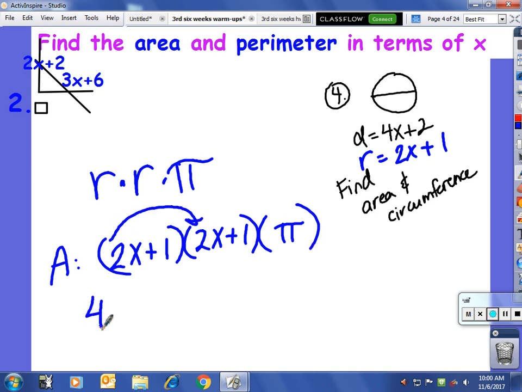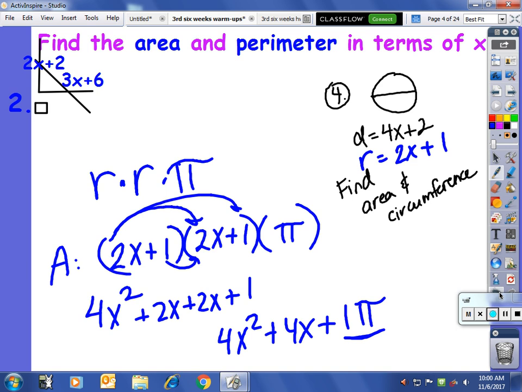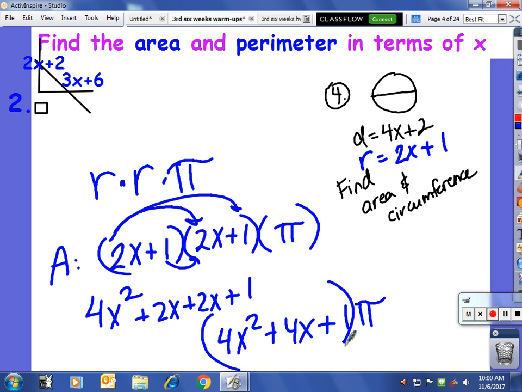Okay, so I'm getting 4x squared plus 2x plus another 2x plus 1, so that's 4x squared plus 4x plus 1. Now please be careful because some kids stick a pi on the end. What else do I need? Parentheses, because right now the only thing that's multiplying by pi is that 1 on the end, and the whole thing is supposed to multiply by pi. So that's an extra consideration on these problems. You got to have parentheses around it to show pi is multiplying by that whole product of radius times radius.